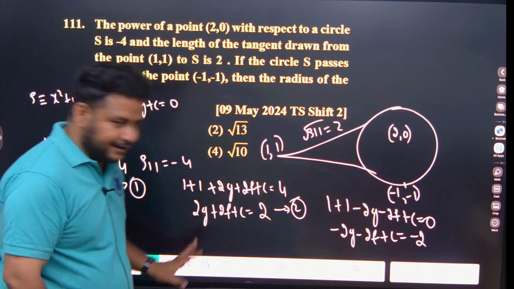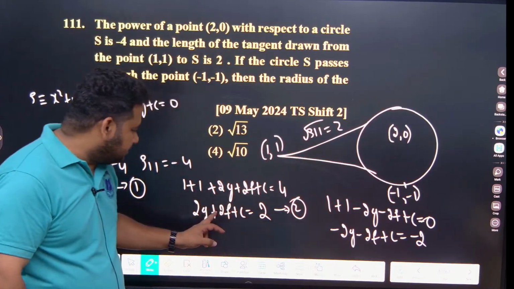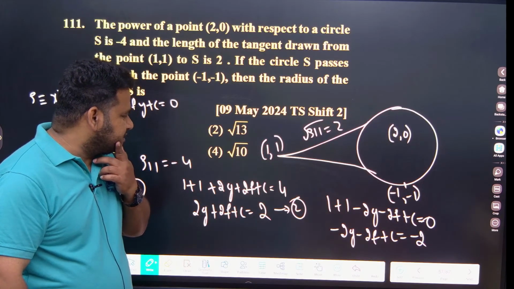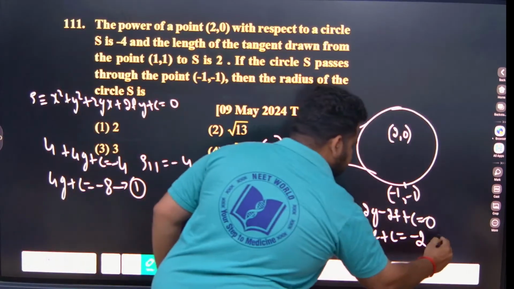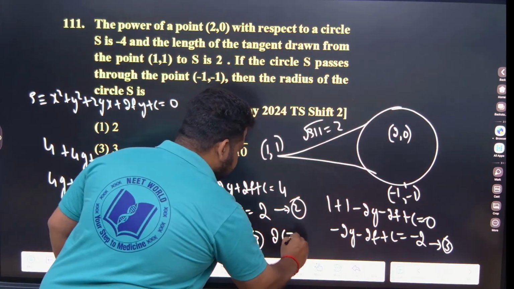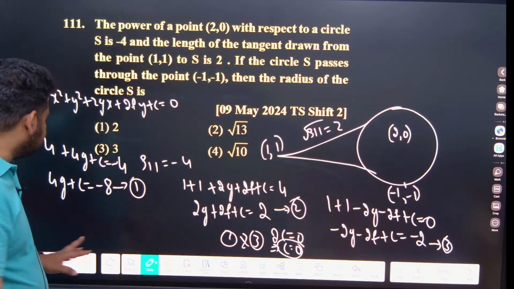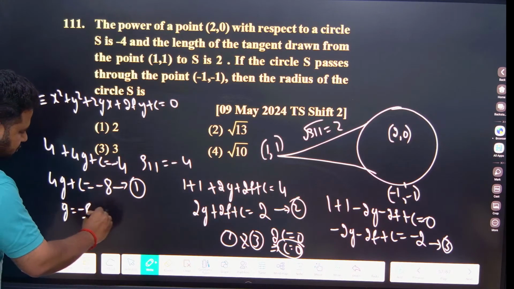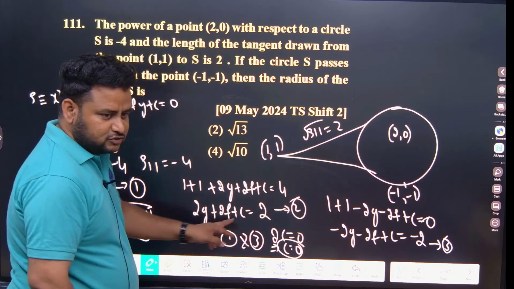Now if I add this equation and this equation, plus 2g minus 2g cancels, plus 2f minus 2f cancels. So 2c is equal to 0, that means c is equal to 0. If c is equal to 0, this will become g is equal to minus 8 by 4, that is equal to minus 2. So in this equation, put g is equal to minus 2 and c is equal to 0.